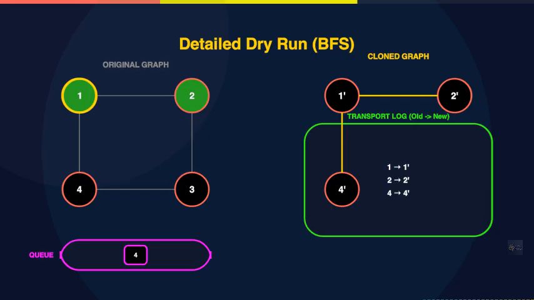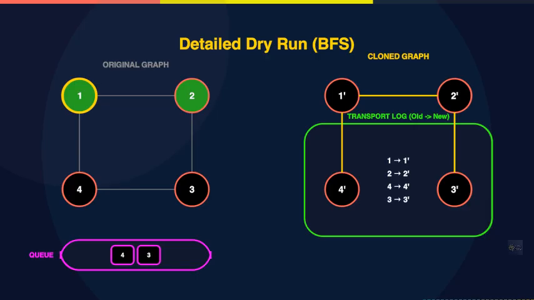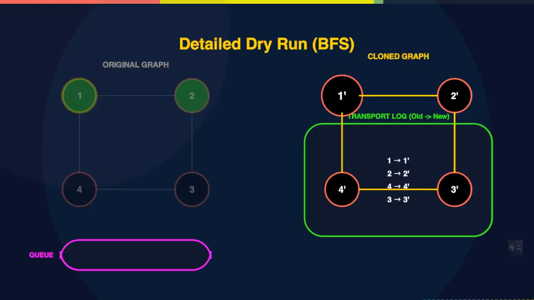Node 3 is new. We create clone 3. Map it, link it to clone 2. And push node 3 to the queue. We continue this process, linking neighbors and creating new clones only when necessary, until our queue is empty. By the end, our clone map has successfully rebuilt the entire graph structure in a new memory space.